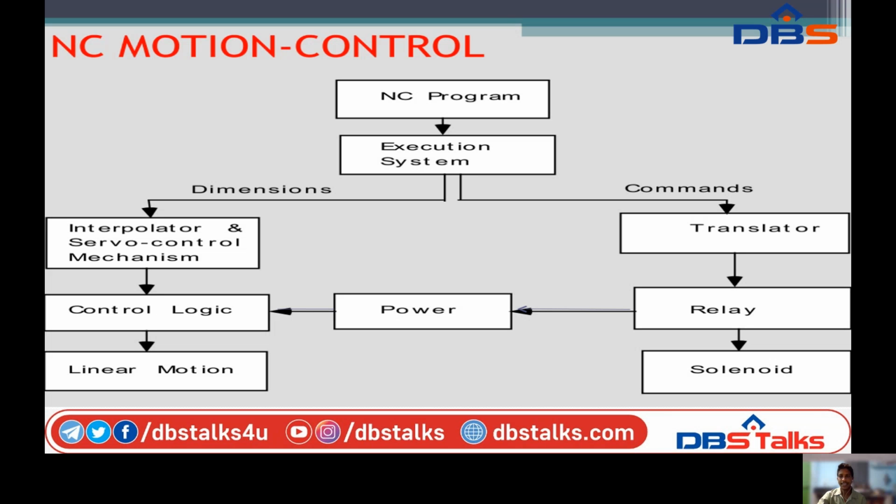Next, translator. That means we are giving NC commands or NC codes to the numerical controller, which will be directed to the machine control unit and translated to mechanical actions. The translator is used for converting the NC codes to mechanical actions, relay and solenoid. Solenoid is nothing but it acts like a switch, and then power will be given to the control logic and linear motion will be started. This is the cycle for NC motion control.